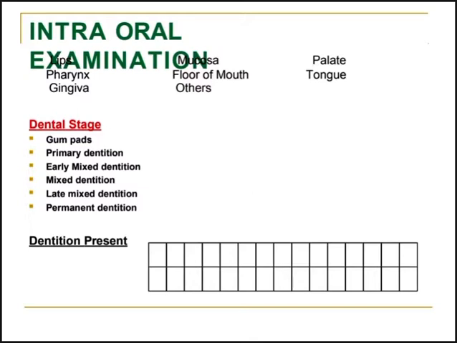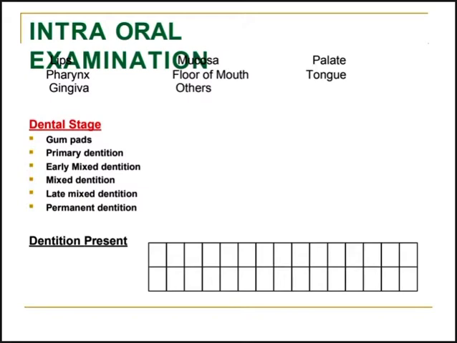Then you have permanent dentition. Permanent means all the teeth are permanent. In mixed dentition, remember that even if there is one or two primary or permanent teeth, whatever it is, it's a mixed dentition. Even if one. So you will categorize it as mixed dentition.